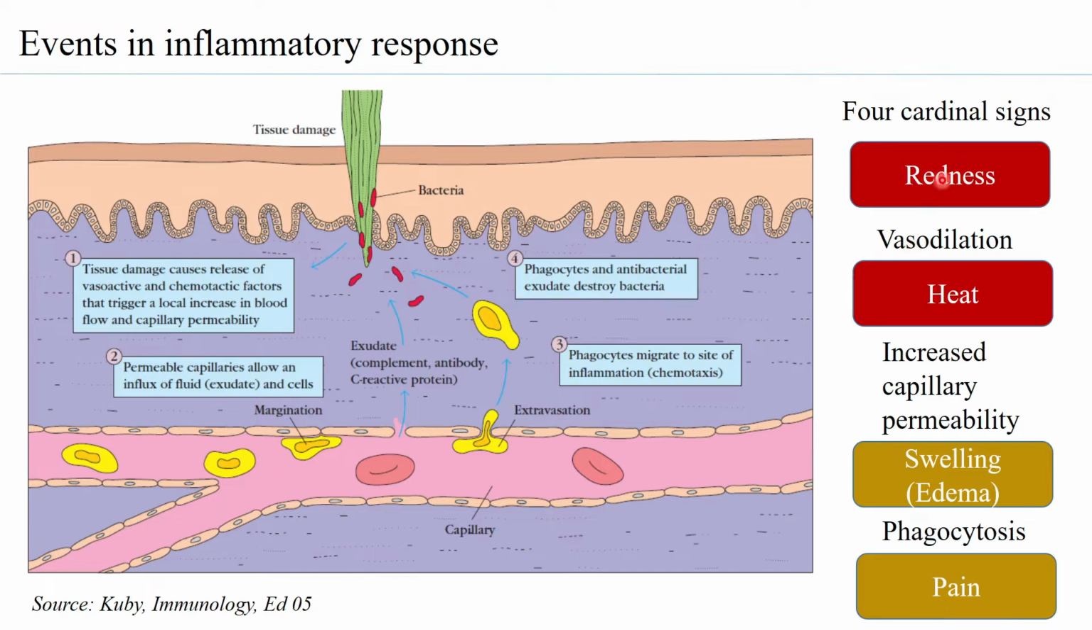So let us look at the four cardinal signs again. Redness is because of inflow of the blood to this region, I mean heightened flow of blood to this region due to vasodilation. Heat is generated because of the flow of all the cells, proteins, etc., to this area. Increased capillary permeability leads to accumulation of fluid in the tissue, that is edema, and of course, phagocytosis by the WBCs leads to the fourth cardinal sign, which is called pain.